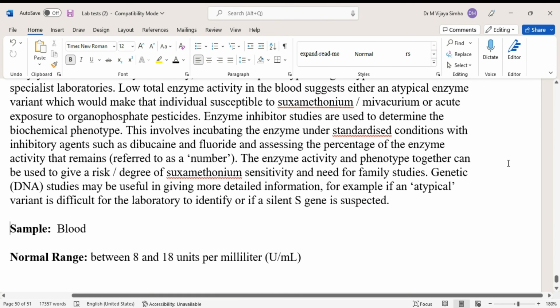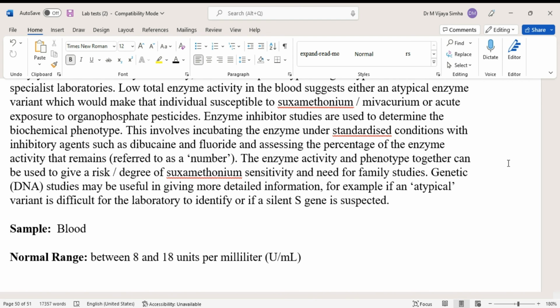Sample required is blood. Normal range is between 8 and 18 units per milliliter. That is about the test.